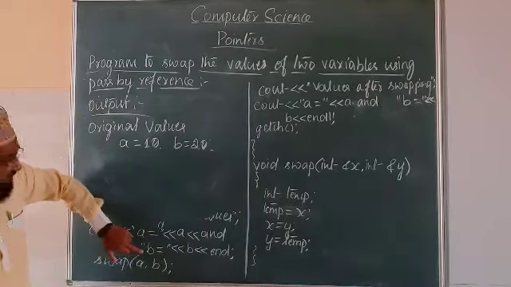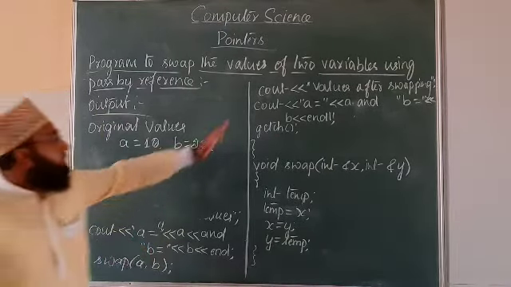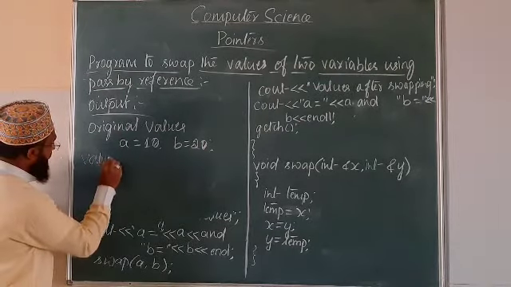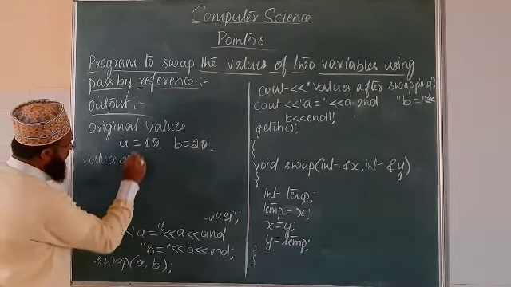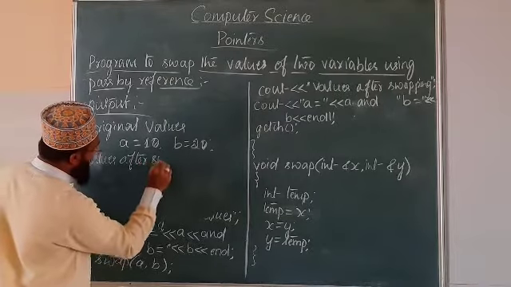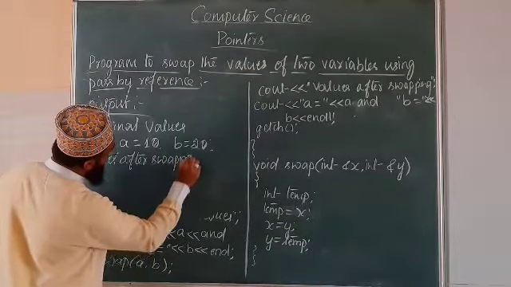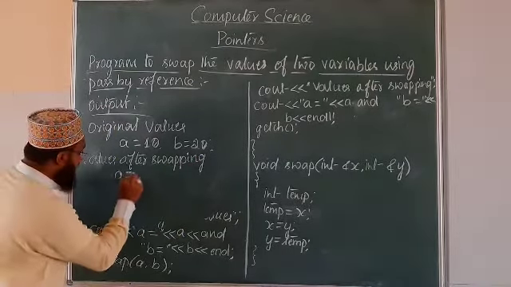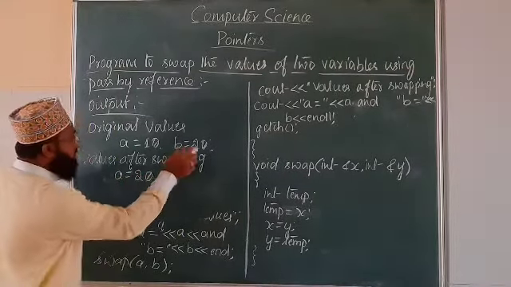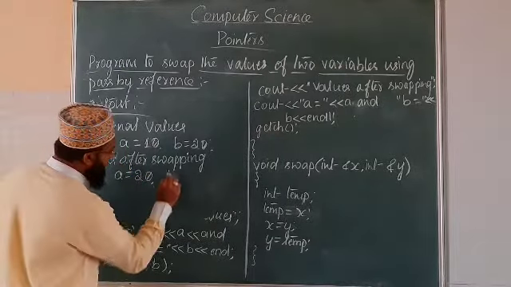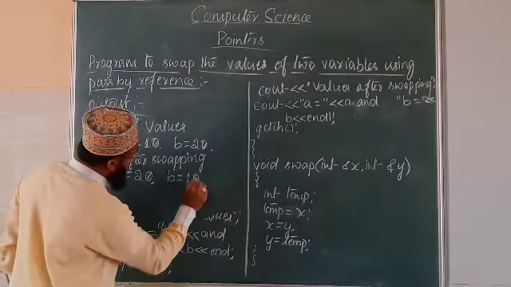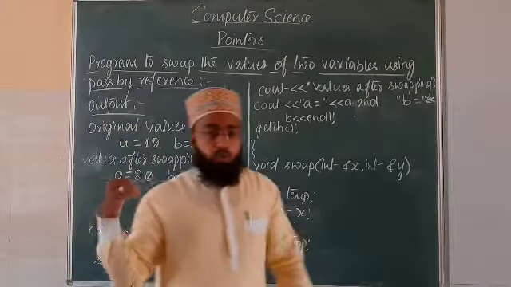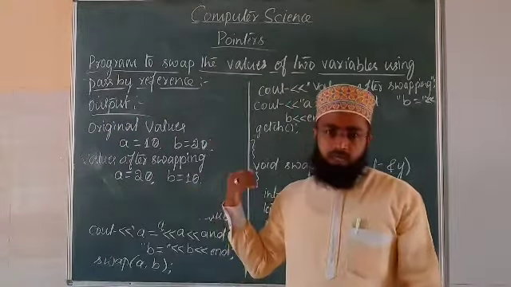Then we are using the function swap the value of A to B. Then values after swapping. Values after swap. Then A will become 20 because the value of B will be swapped to 10. Then B will become 10. Like this, the output of this program will be printed.